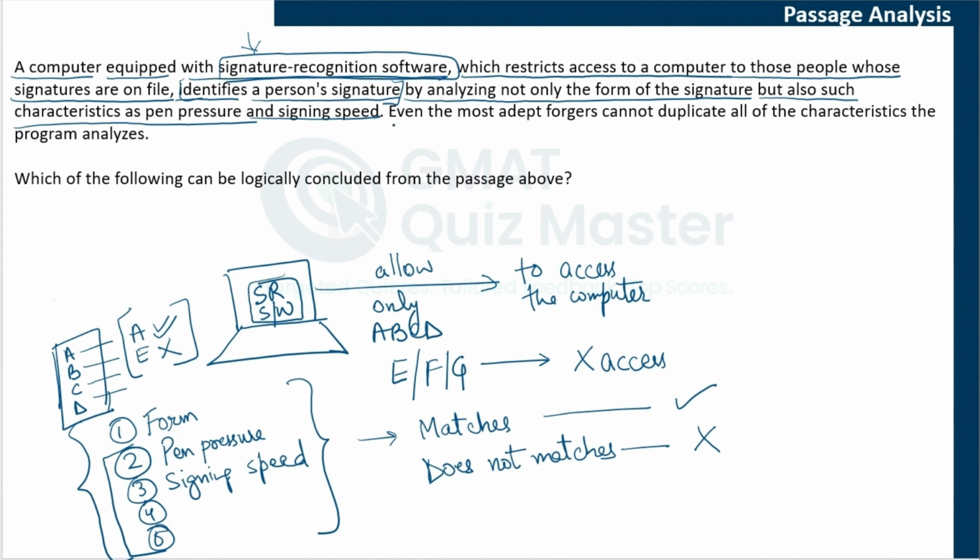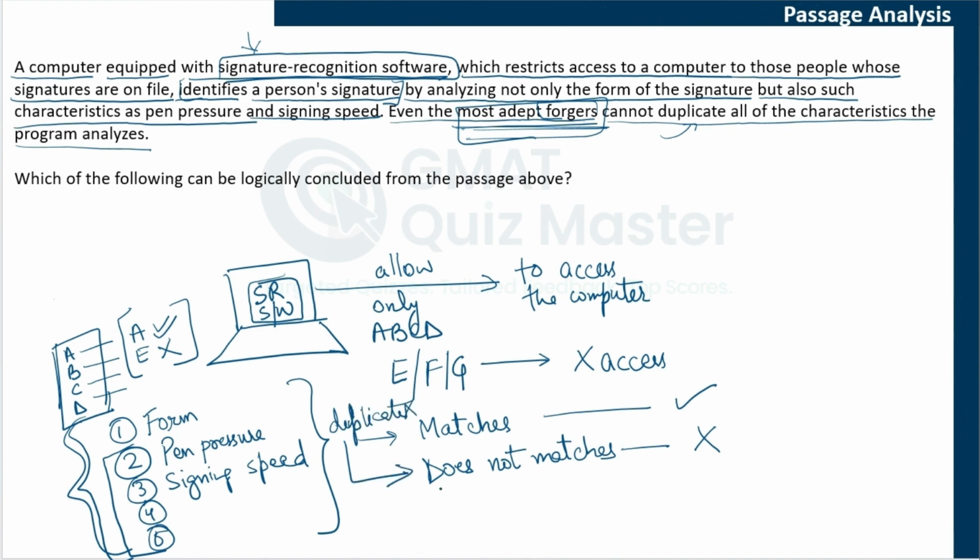All right. Even the most adept forgers. Now, a forger is a person who is trying to forge someone's signature to get access to the computer, right? So, someone is trying to copy the signatures. Even the best forger cannot duplicate all the characteristics the program analyzes. So, let's say the program is analyzing five characteristics. Even the best forger cannot duplicate all these five characteristics, which means that even the best forger cannot duplicate the sign. Even for the best forger, the forged sign will not match and access will not be provided.